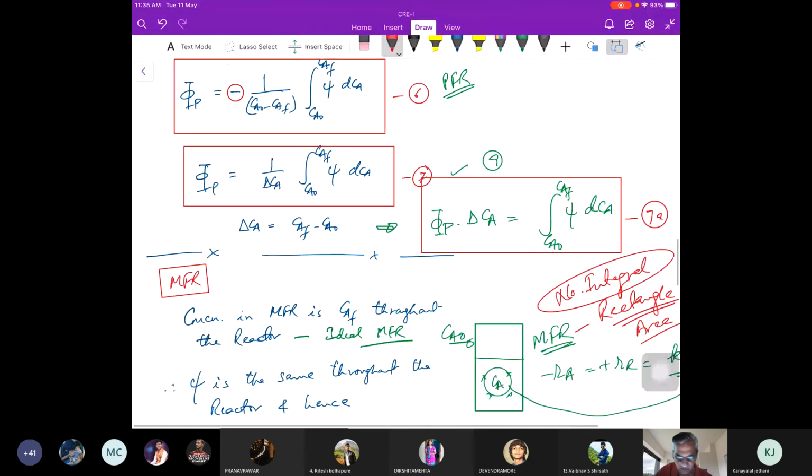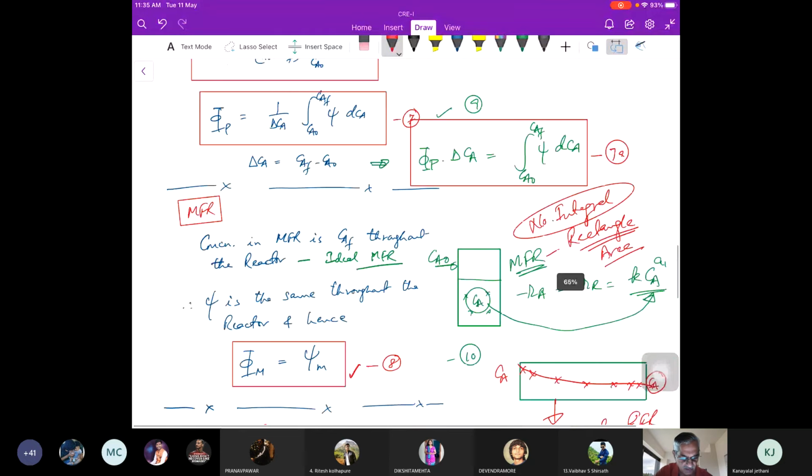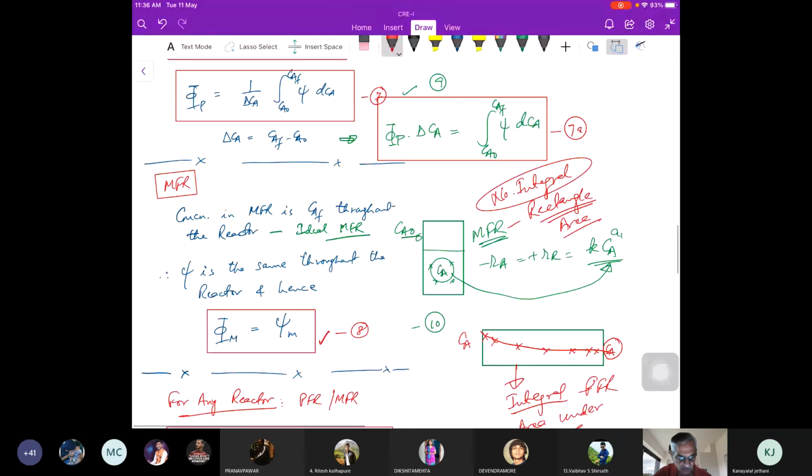Okay. So next is MFR. The concentration in MFR is CF throughout, assuming it is ideal MFR. So whatever it is here, assuming it is the same C. So psi is the same throughout the reactor and hence phi, or overall fractional yield for mixed flow reactor, is supposed to be equal to psi, which is the instantaneous fractional yield for mixed flow reactor, assuming it is constant throughout the reactor. Okay. I explained why the integral and non-integral come for PFR.